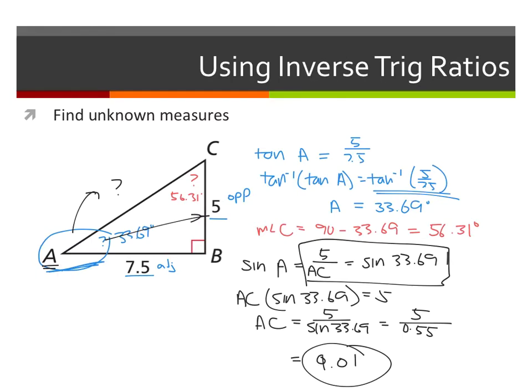So notice how we're using the inverse trig functions to figure out the angle measures, and we can use a property of the acute angles in a right triangle being complementary, so we figured that out. And then we used sine to figure out the missing side length. Let's look at one more example.